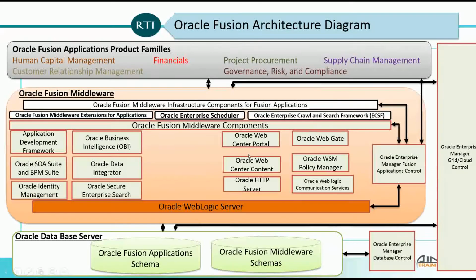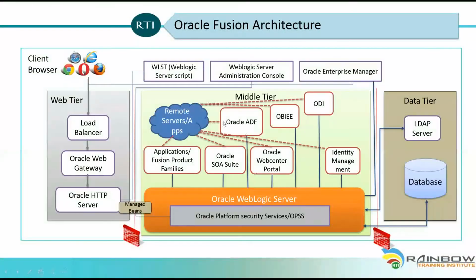Okay, I was about to show you the same thing. In the real way, it will show up like this. The middleware, whatever I say middleware, typically goes into the web tier and middle tier, and the data tier is where we have the database. And the client means where the user logs into the Fusion applications, through any browser, either Chrome or IE or whatever.